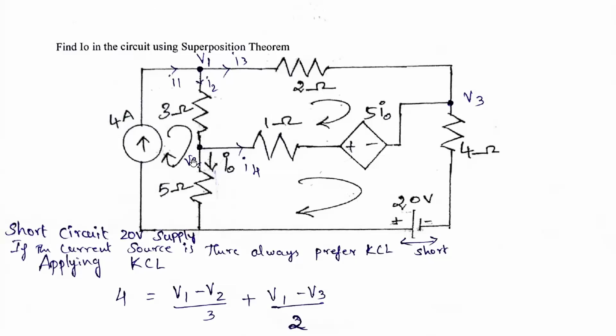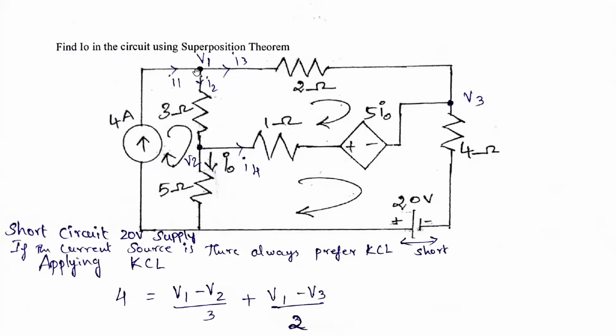At node V2 we take this I naught, and this current we take as I4. Just for our understanding we are taking it like this, but we need to find out the current flowing in this particular 5 ohm resistor, that is I naught. So first we short circuit the 20 volts and consider only the 4 amps alone acting.